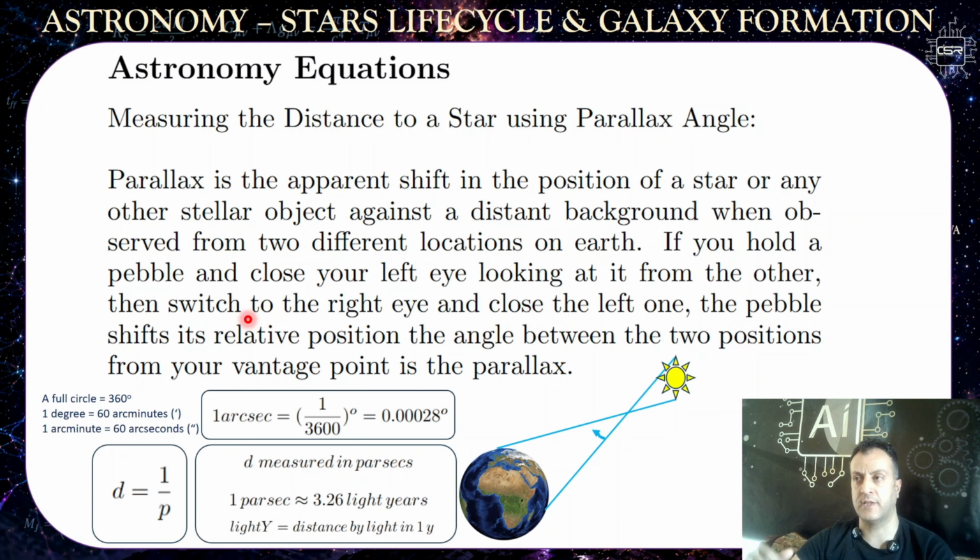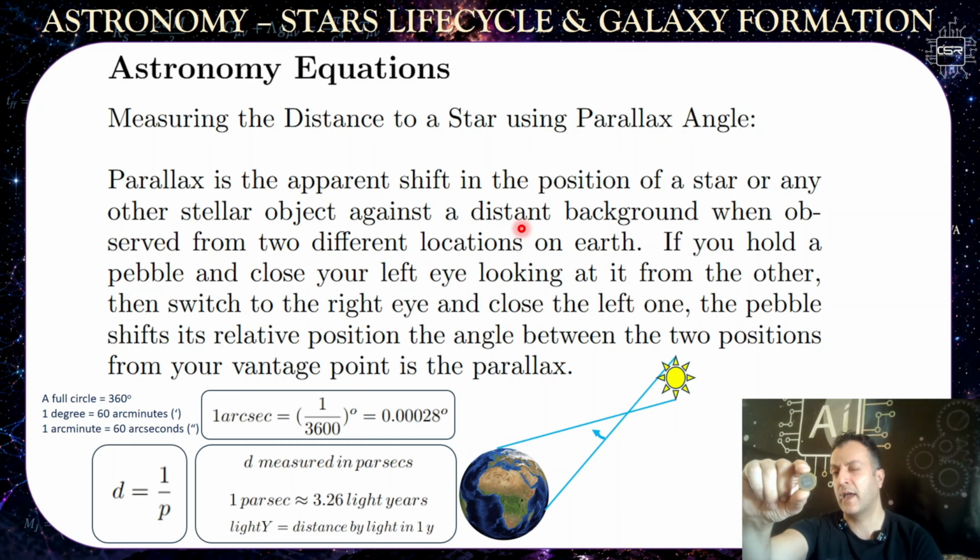For the sake of the example, let's now use this coin instead of the pebble. At first, I will hold it in front of me. I will close the left eye, look at it from the right eye. Then I will switch by closing the right eye and looking from the left eye. You see it had moved. If you do the same thing, you will notice that the coin had displaced, had moved a certain distance.